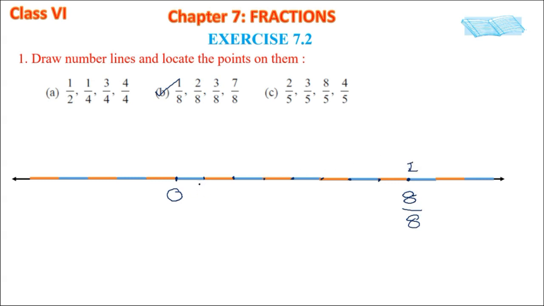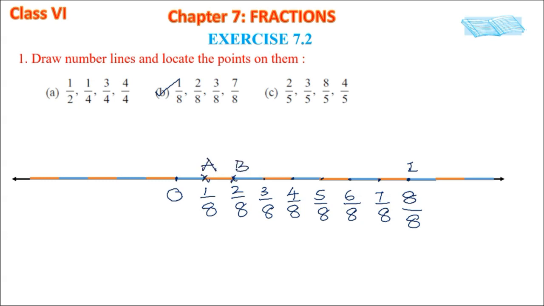So now here we have 1 upon 8. This point is 2 upon 8. This point is 3 upon 8. This is 4 by 8, 5 by 8, 6 by 8, and 7 by 8. Let me mention this particular point as point A, this as point B, this as point C, and here is point D.